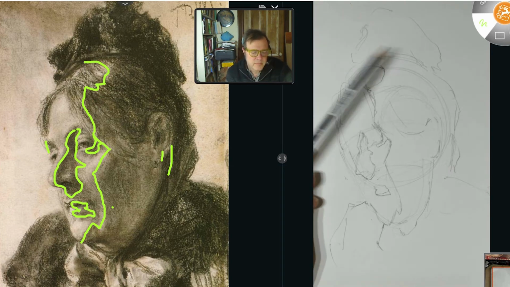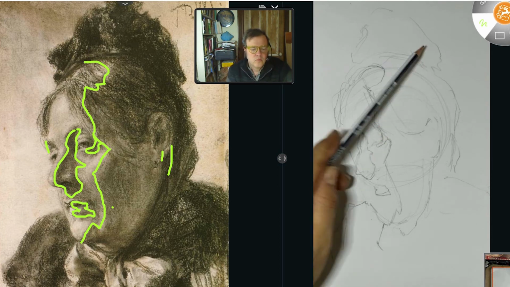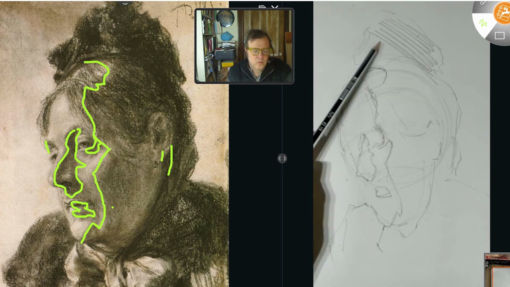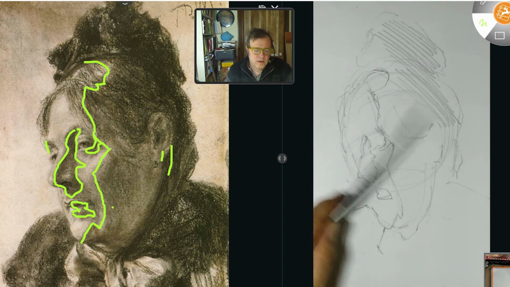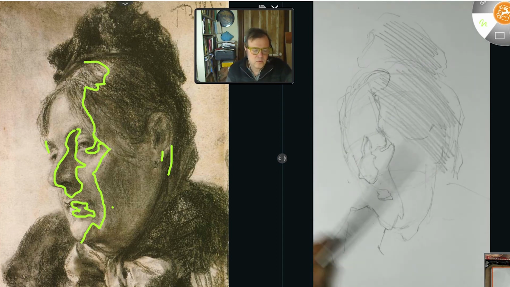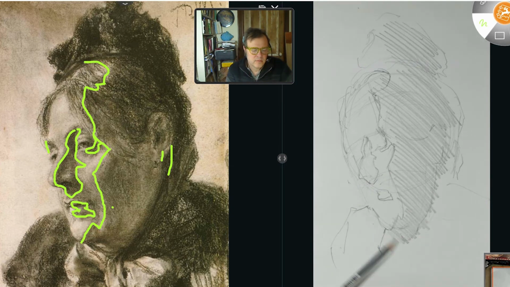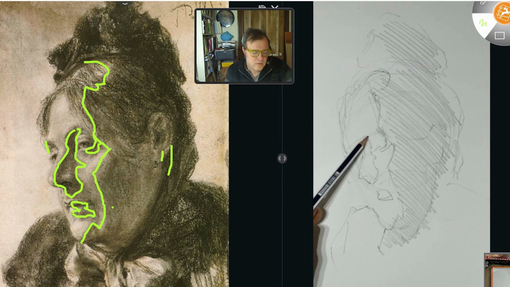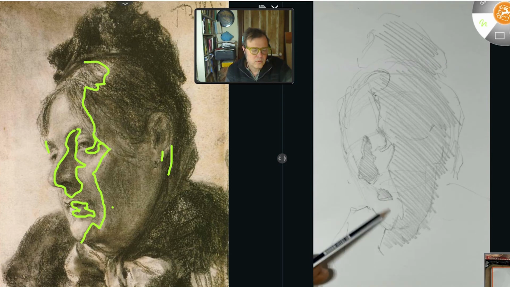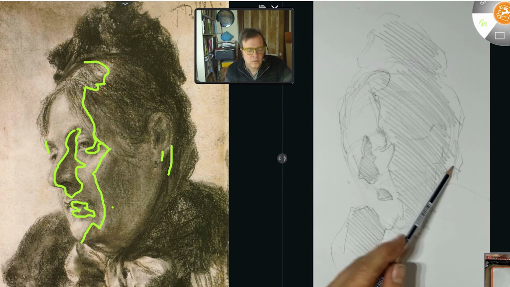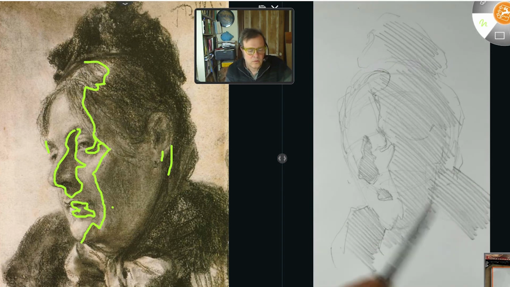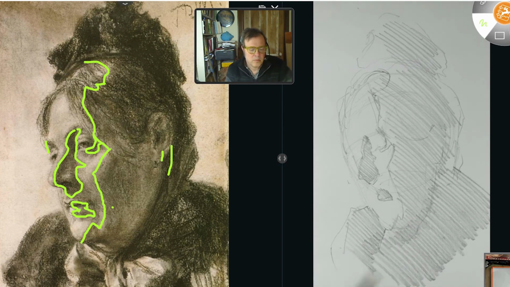So the next step is we're going to just lay some darks in. And we can be messy, loose, it doesn't matter. Remember, you're going to be shading the other direction if you're right-handed. Boom.